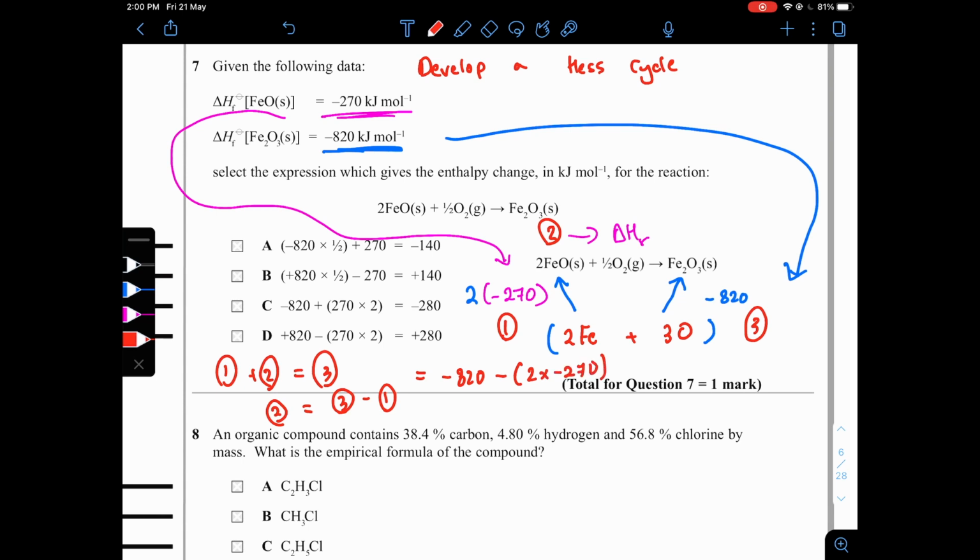And you can see here, this is minus times another minus, so if you put this in the calculator, you would see that this is minus 820 plus 2 times 270, which gives us minus 280. And you can see here, we have an answer, minus 280, which is C. So C is the correct answer here, the enthalpy of reaction.